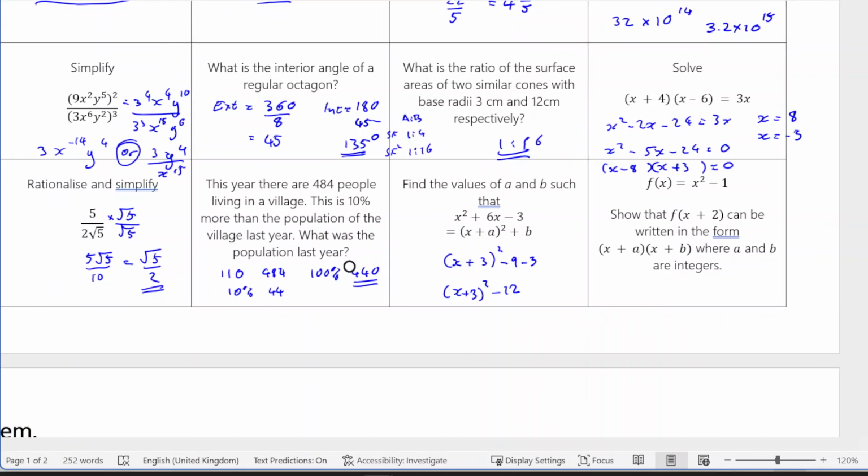Okay, show that f of x plus 2 can be written in the form, and then we've got it. So what we want to do is, in effect, f of x plus 2 is going to be equal to x plus 2 squared minus 1. So that's going to give us x squared plus 4x plus 4 minus 1 plus 3. And then that would factorize into x plus 3 and x plus 1. So A would be 3, B would be 1.